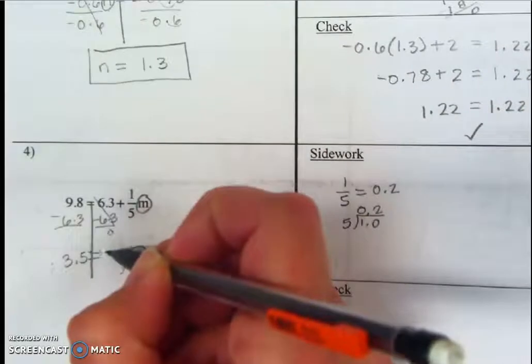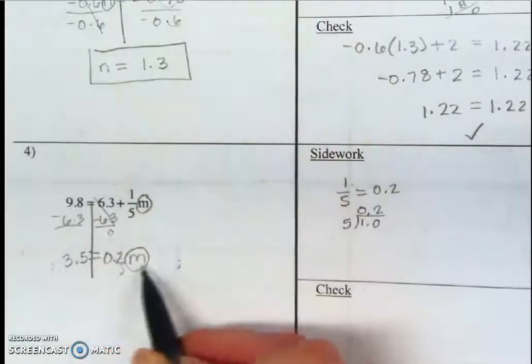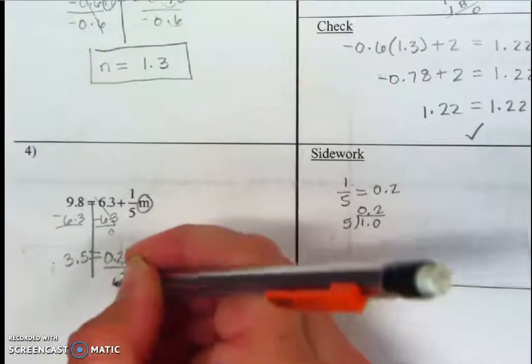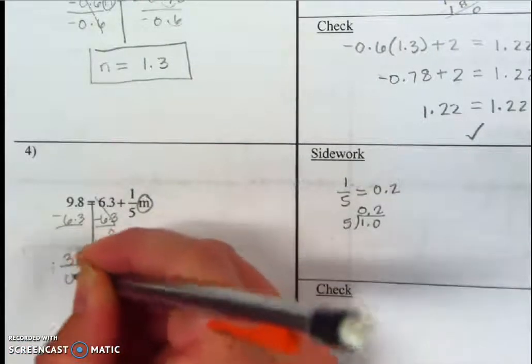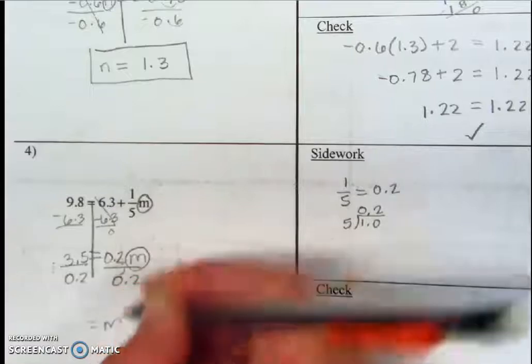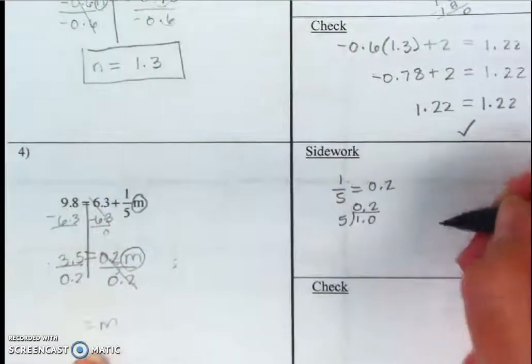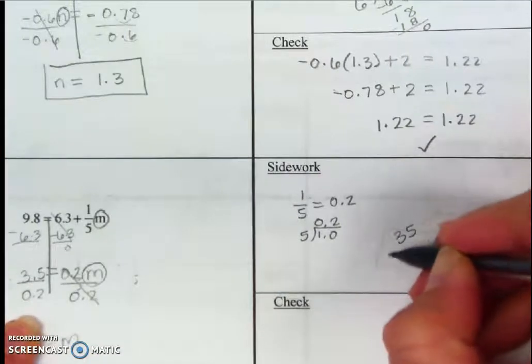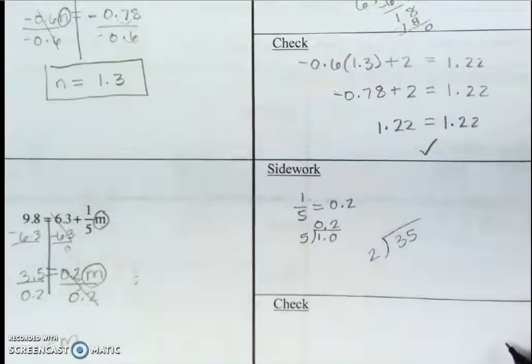Let's work it out that way. 0.2. That way I can see I'm multiplying by 0.2. So to undo that, I will divide both sides by 0.2. That means my n would be by itself. And swoosh, swoosh, can't divide by a decimal, so that would really be 35 divided by 2.